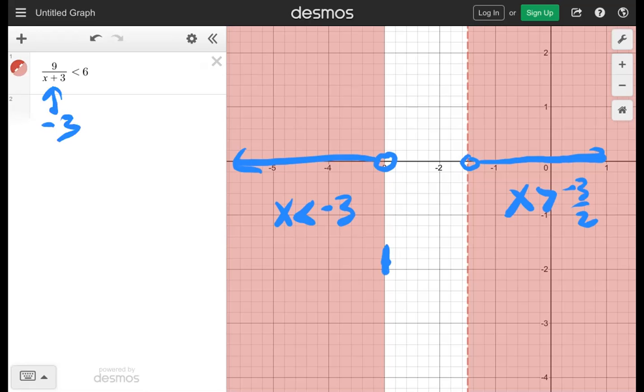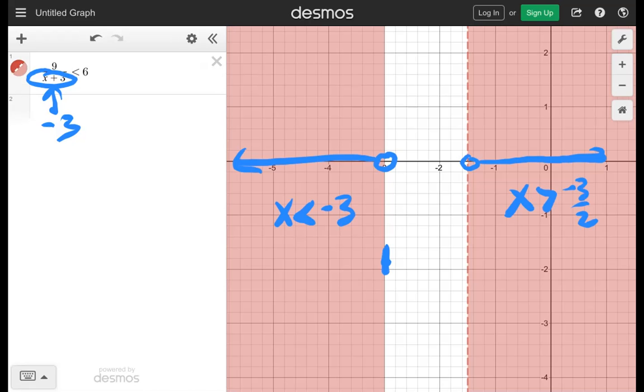Why isn't that a dotted line? This is a dotted line. This is just a border because we can't let x be negative 3. Otherwise, it'd be dividing by 0. Okay. Because of the way the fraction's set up, that's a value that causes us to be undefined. Okay.